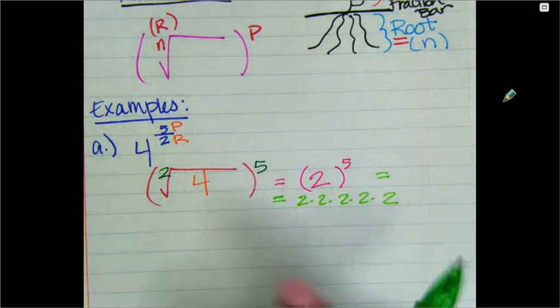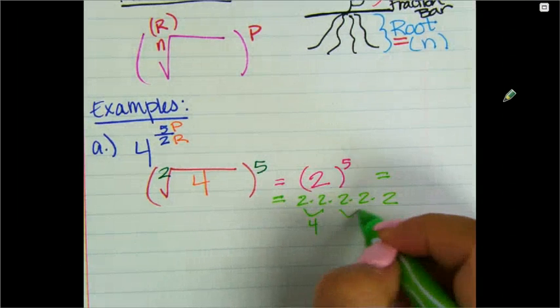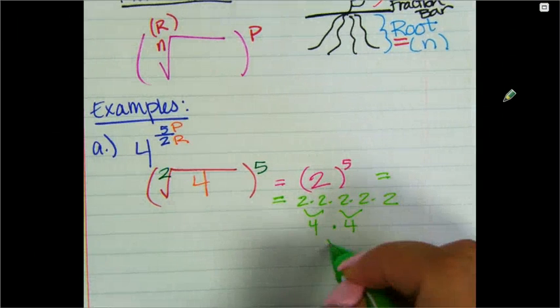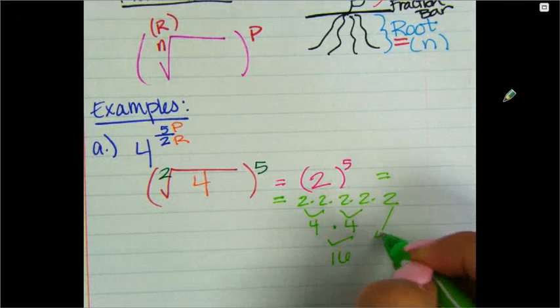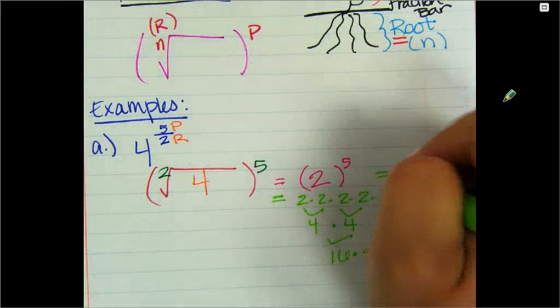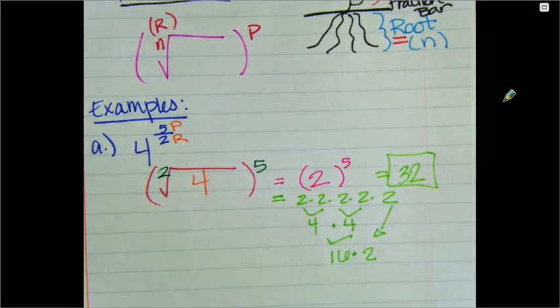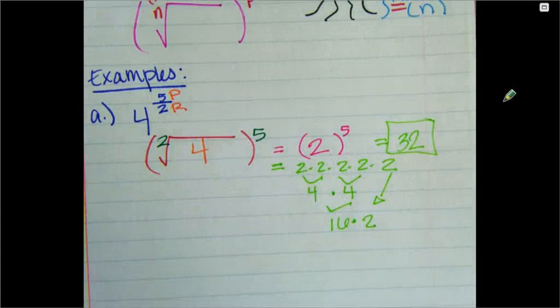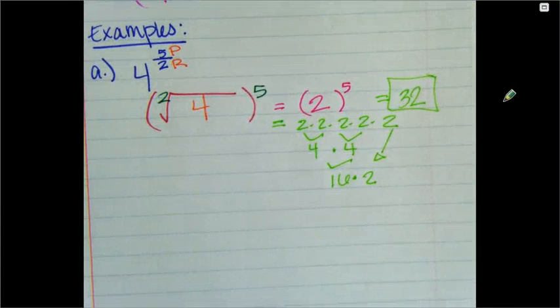What's 2 times 2? 4. And 2 times 2 again is 4. 4 times 4? 16 times 2? You're going across. Is that a question or an answer? 32 is the answer, yes. Okay? Make sense? A little bit?